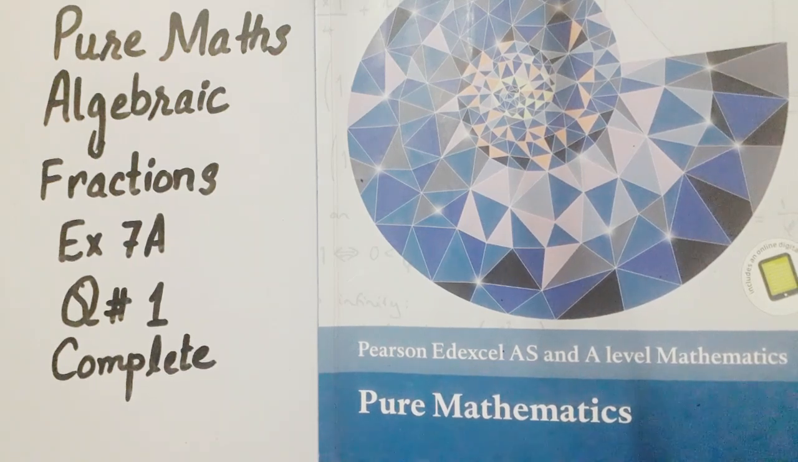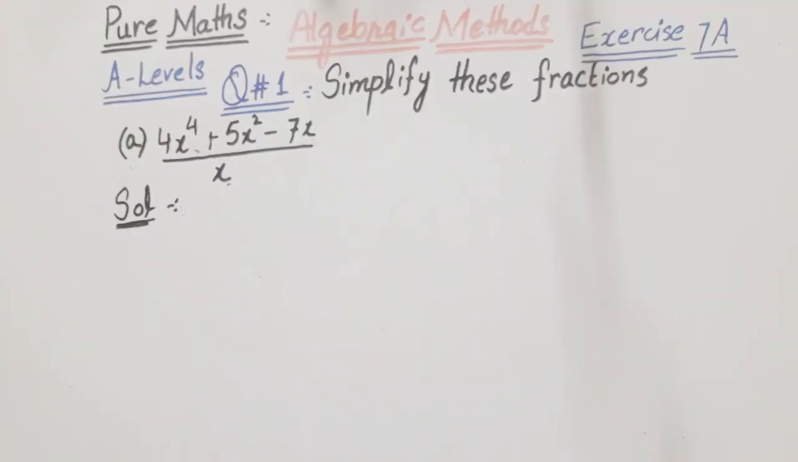Today we will learn how to simplify algebraic fractions by factorizing the numerator and denominator and then cancelling common factors. We will start pure mathematics, algebraic fractions, exercise 7A, question number 1. Let's get started. Question number 1, part A is 4x^5 + 5x^2 - 7x by x. We will solve this question.